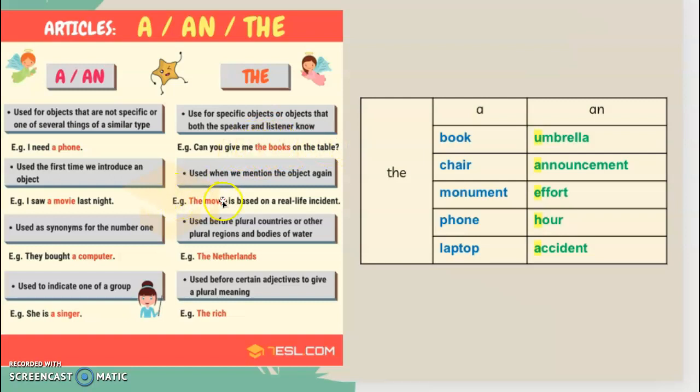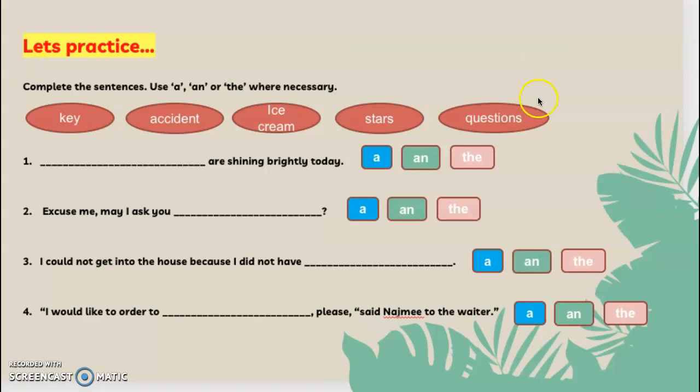The movie is based on a real life incident. That means that particular movie is based on a real life incident. And then the Netherlands, that means this is the only country, so we don't put a or an. And then the rich, referring to a specific group of people. If you're quite confused, let's try to work out this practice.